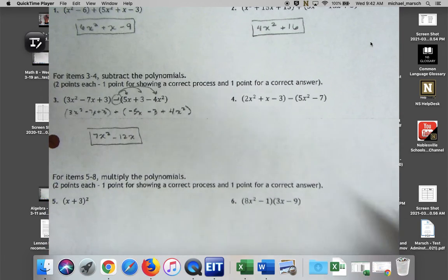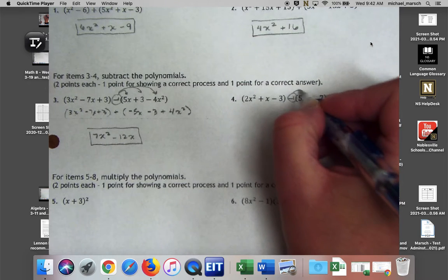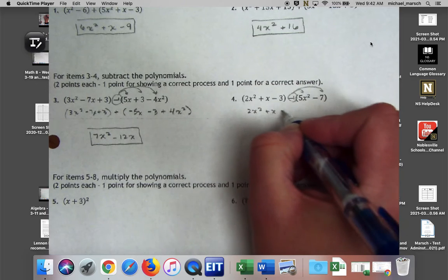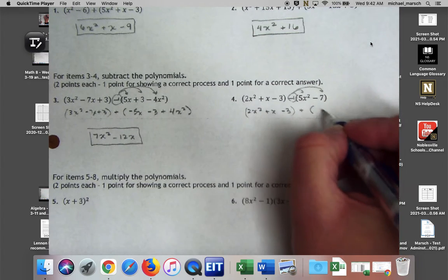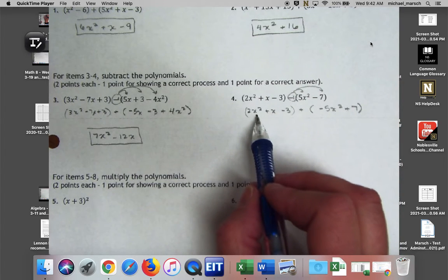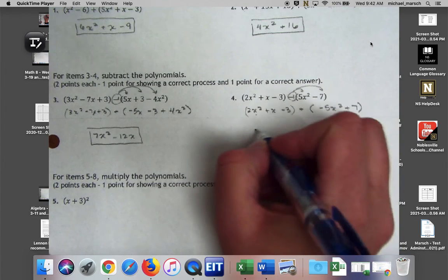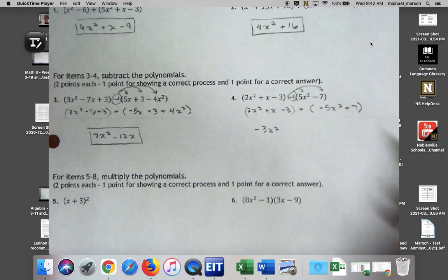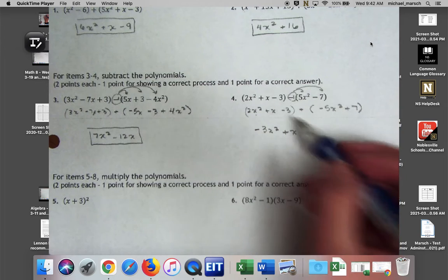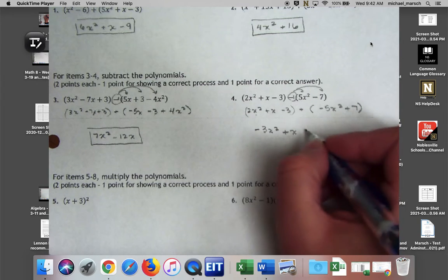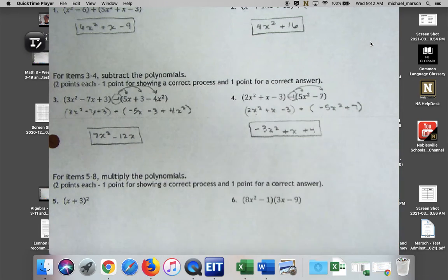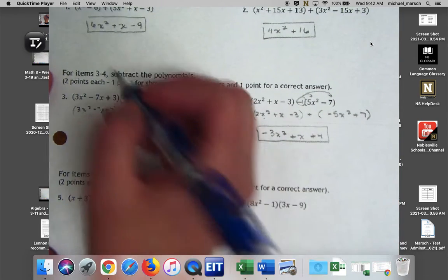Number 4, I'm going to distribute that negative 1 again. So I'm going to have 2x squared plus x minus 3 plus negative 5x squared plus 7. So 2x squared combined with negative 5x squared gives me negative 3x squared. I don't have another just x, so I'm just going to bring that plus x. Negative 3 plus 7 gives me positive 4. So here is my final answer there. So that's adding and subtracting.